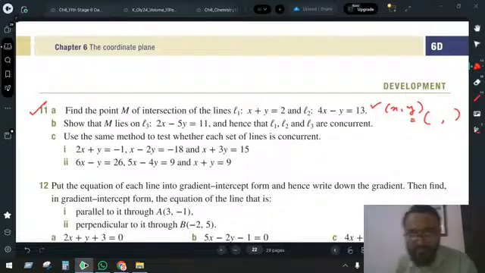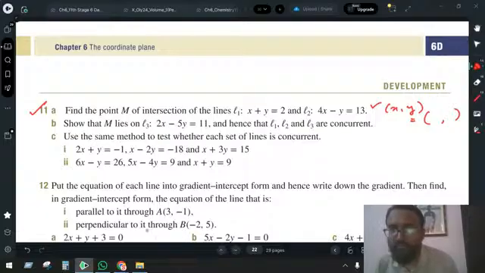What is the point? Is it 3 comma minus 1? 3 comma minus 1. Very good, you are right. When we substitute, these lines must be satisfied. 3 minus 1 is 2. 3 times 4 is 12, minus of minus, plus 1, is nothing but 13.